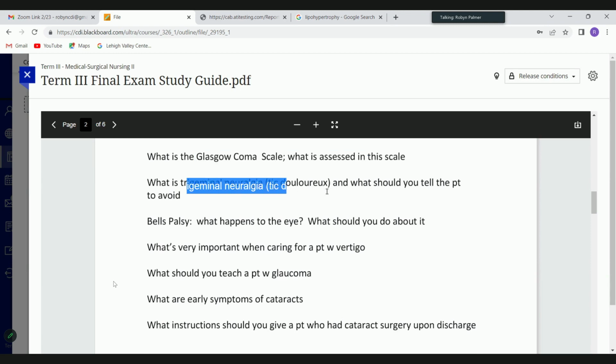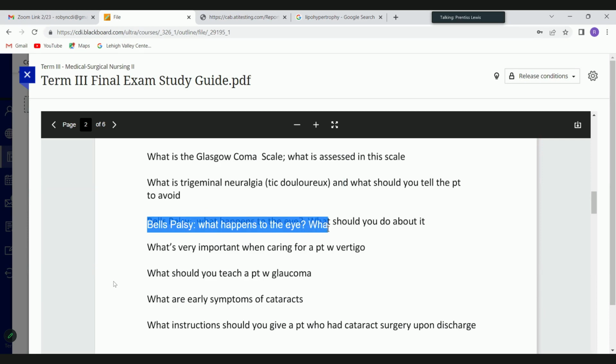What's trigeminal neuralgia or tic douloureux? And what should we do about it? Isn't it cranial nerve number 5, and avoid blasts of heat and cold? Yeah, and hot and cold drinks or hot and cold air. Right, exactly.